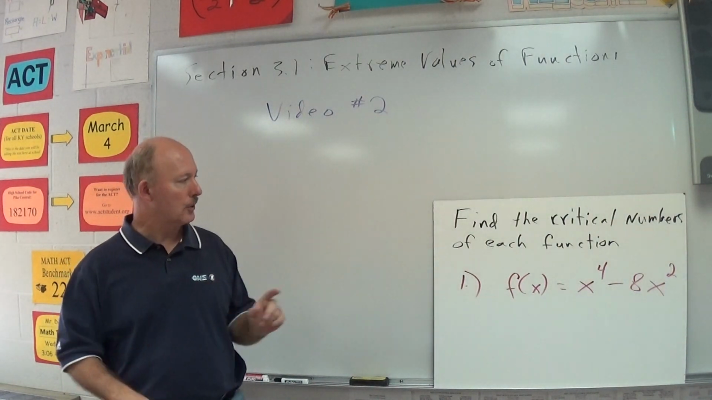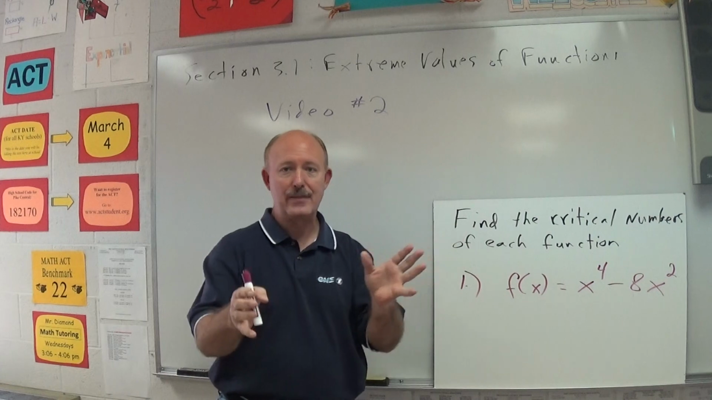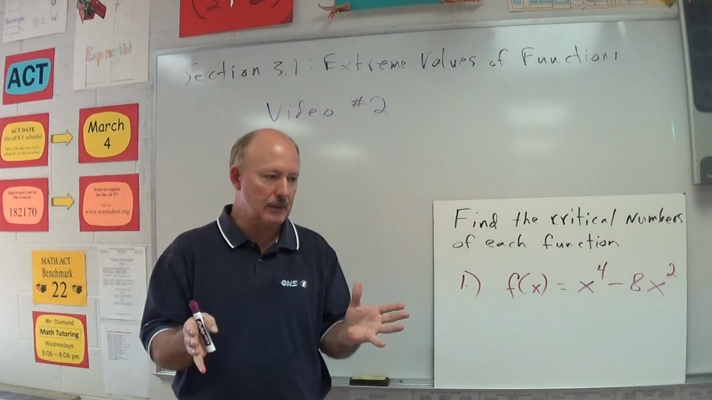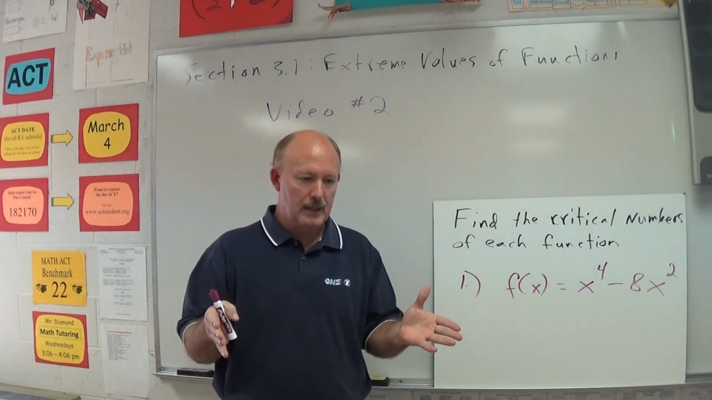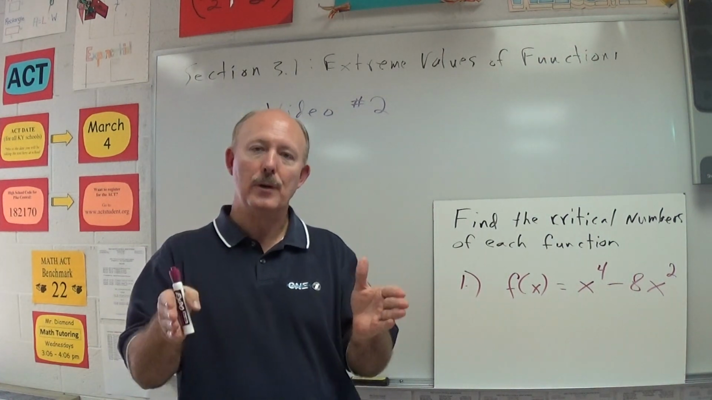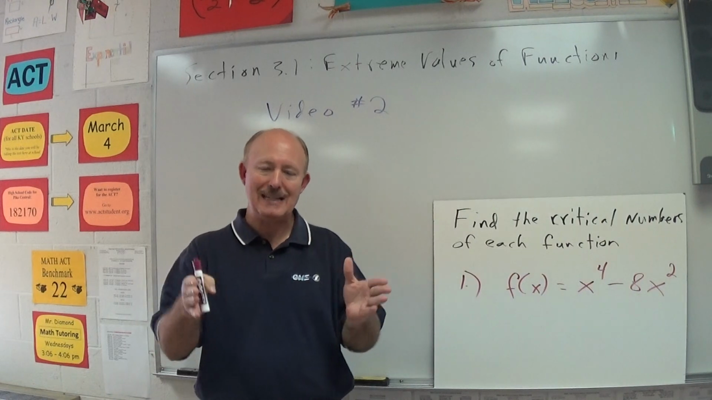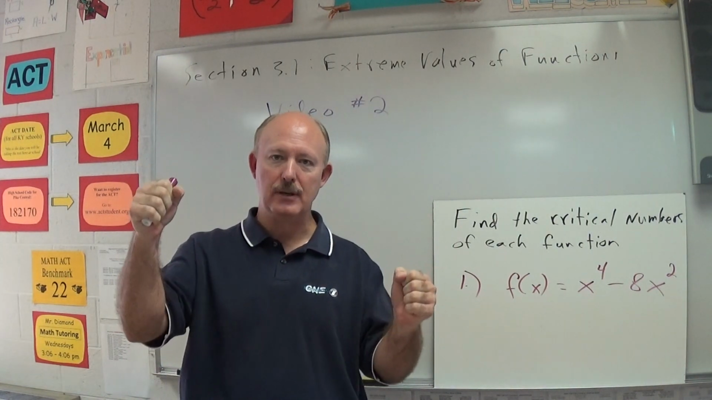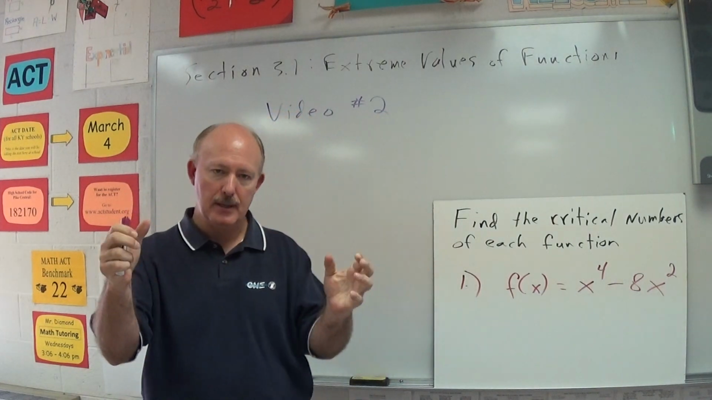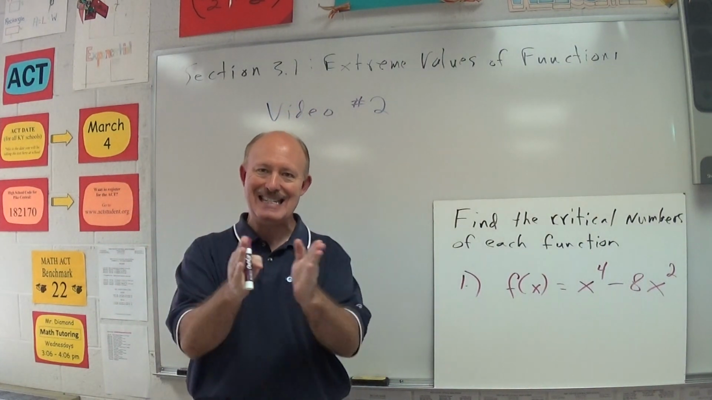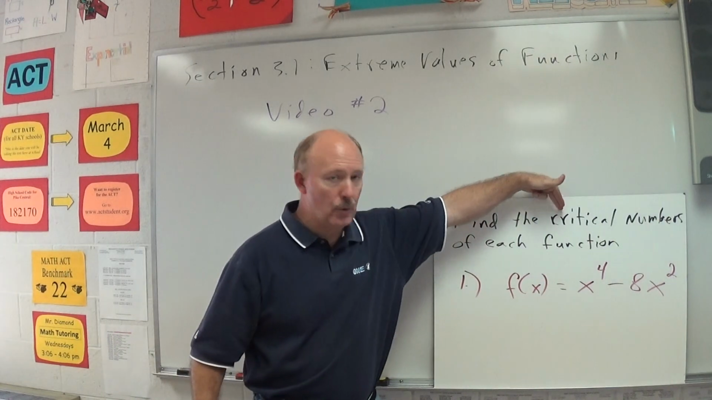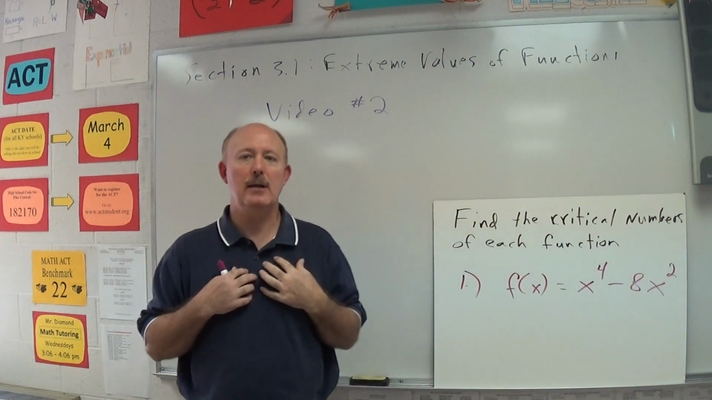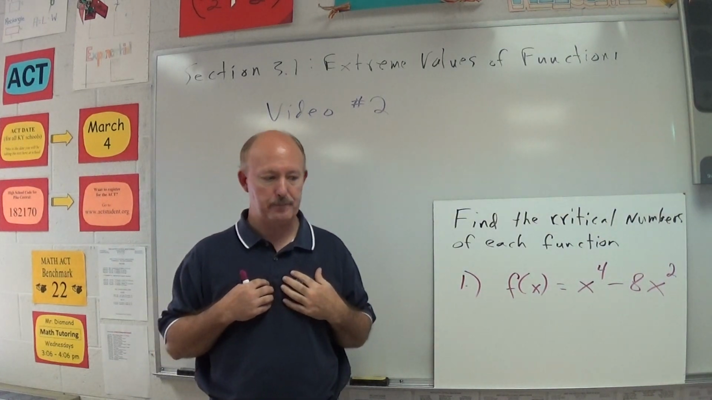The first example we're going to look at is making sure we know how to find the critical numbers of a function. Remember, if you look at a function, maximum and minimum points only occur at the critical numbers in the interior of a function. On a closed interval, the endpoints can be maximum and minimum points. But if you have a maximum or minimum point in the interior of a function, they only occur at the critical numbers. So it's very important in calculus that we be able to find the critical numbers.